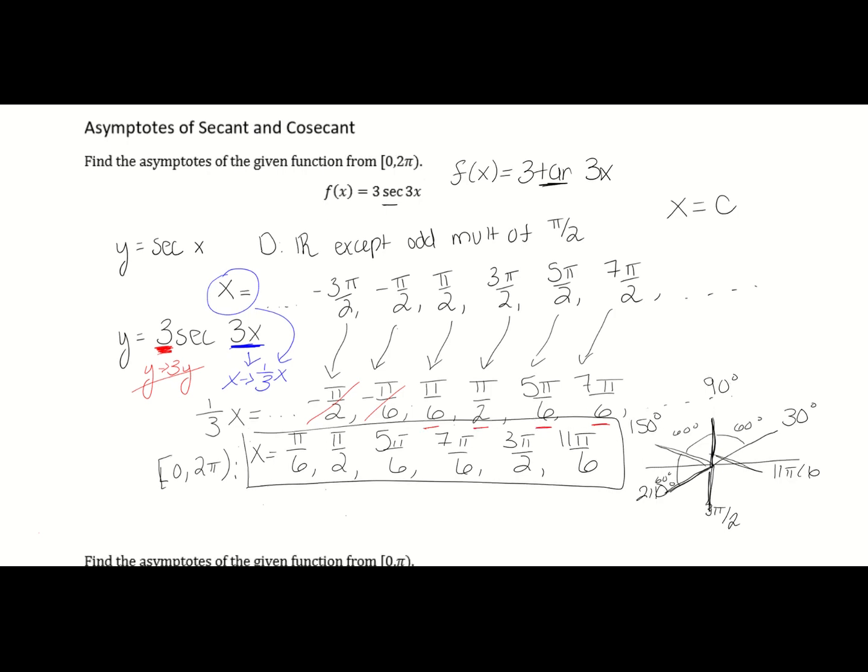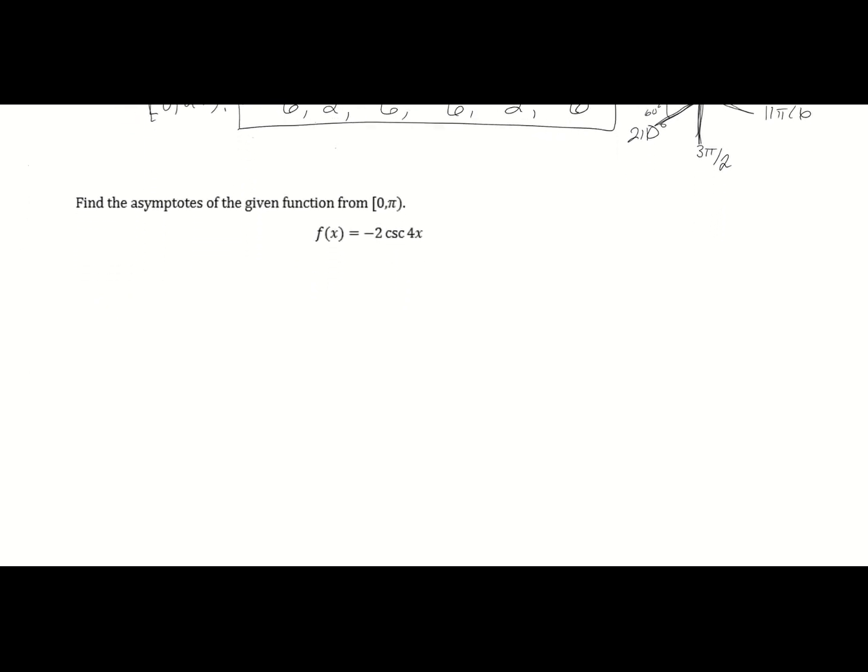Let's take a look at one more. We want to find the asymptotes of the given function from 0 to pi of f of x is equal to negative 2 cosecant of 4x. So this would be a good time, if you feel like you understood the last one, to pause and try it on your own and then check your answer.